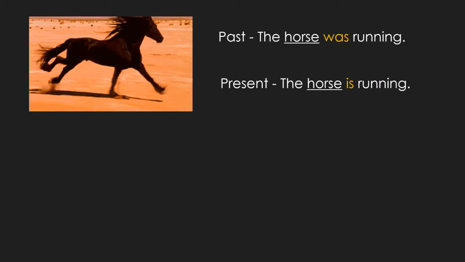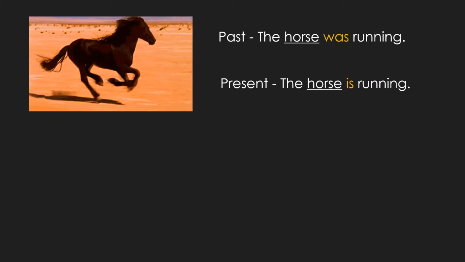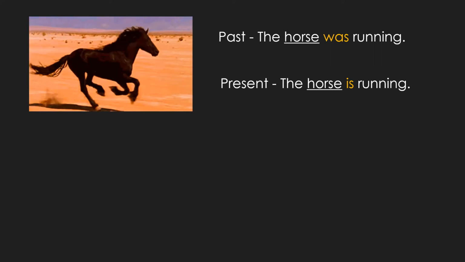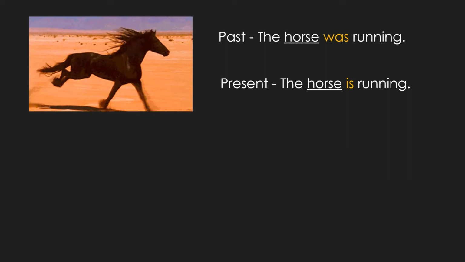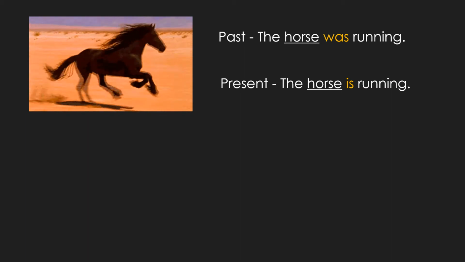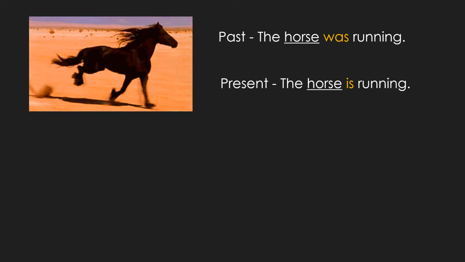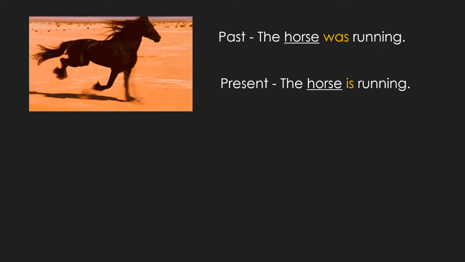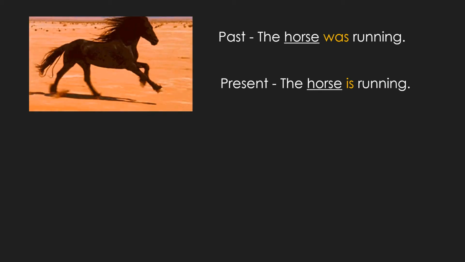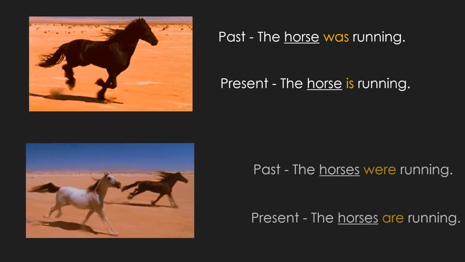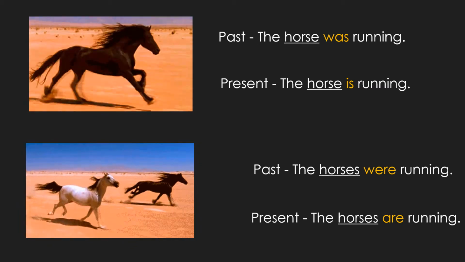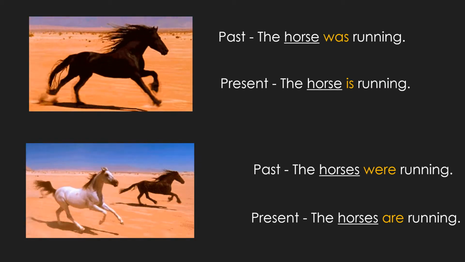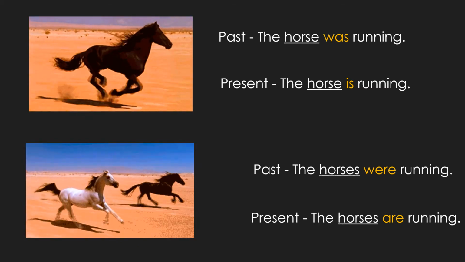Let us take a few more examples. If we are making a sentence using the past tense, it will be, the horse was running. Considering the present tense, it will be, the horse is running. Here, horse is singular, so for the past we use was and for the present we use is. In the same way, let's take one more example. The horses were running and the horses are running.